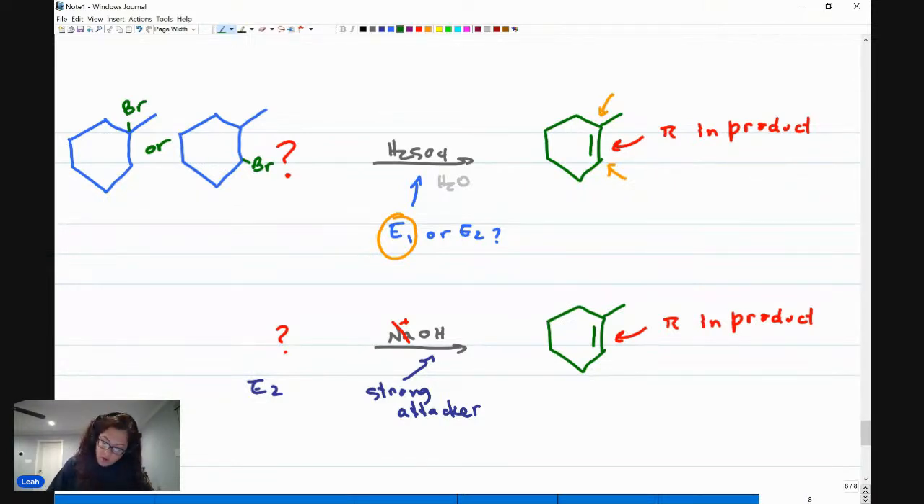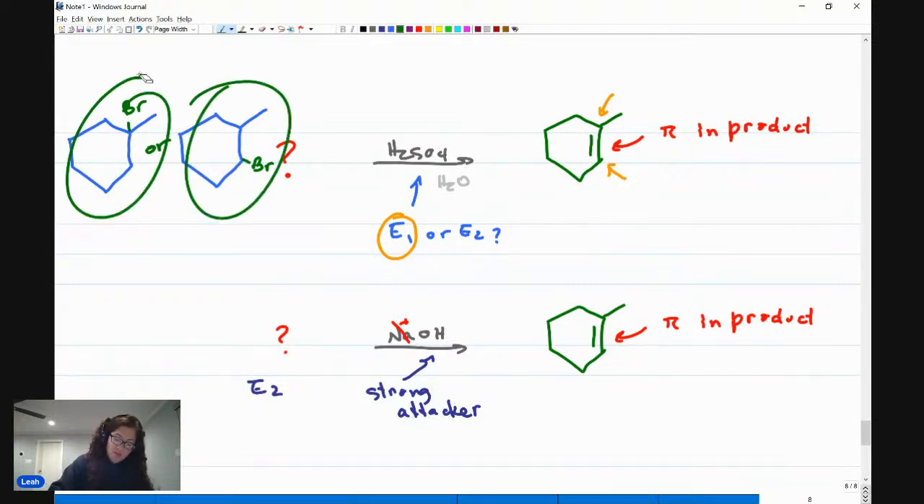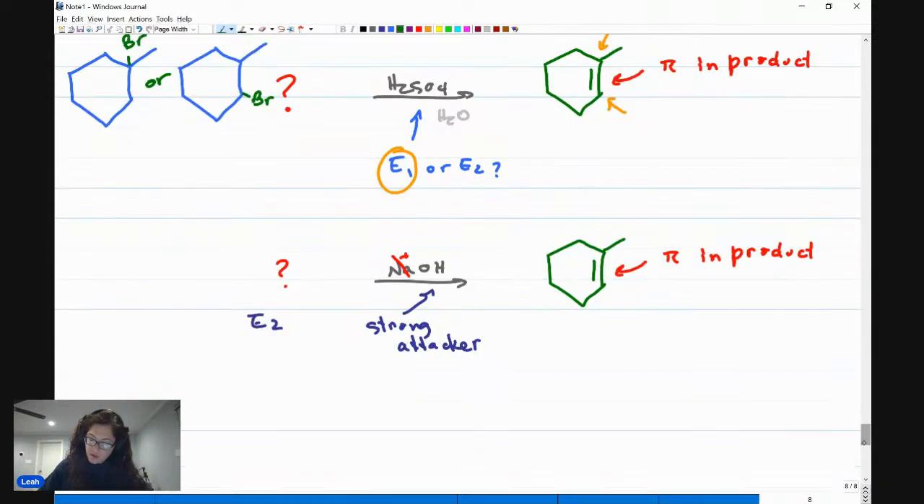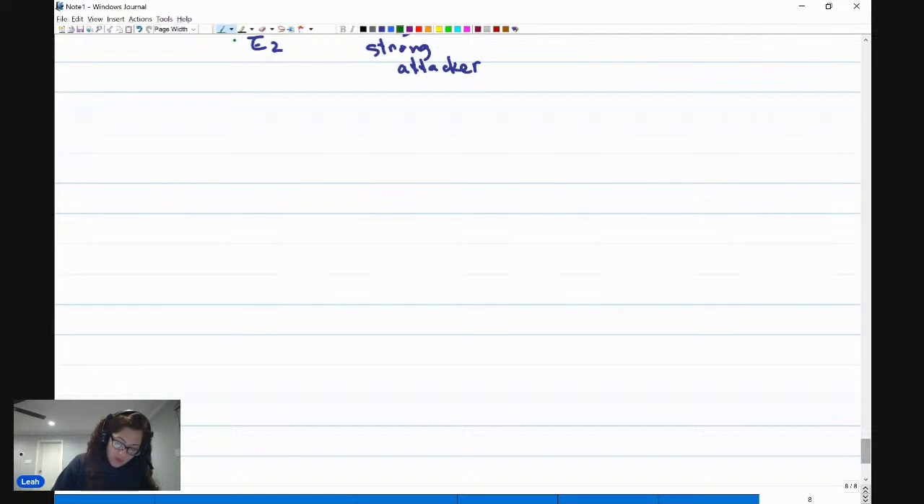Now for the E2, same thing. So I could have had this one or this one because I don't see any difference. So what if instead I had something else? Let's see what I could have done. Say you're given a molecule that looks like this.